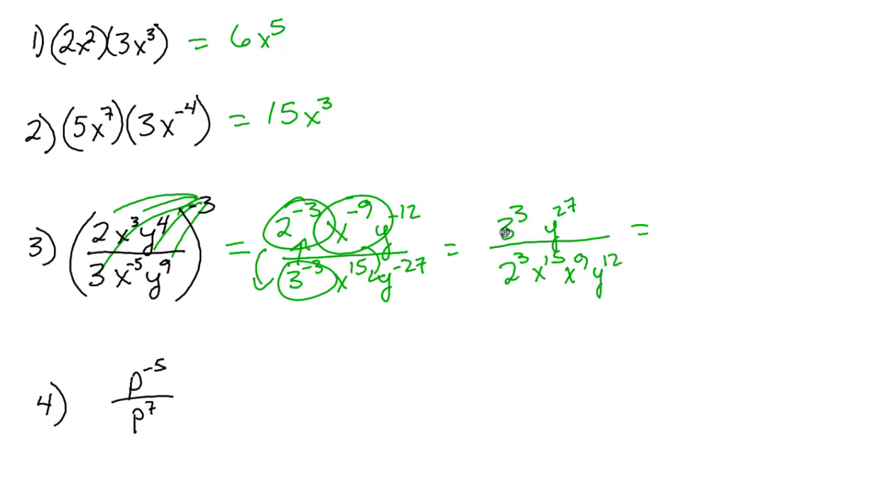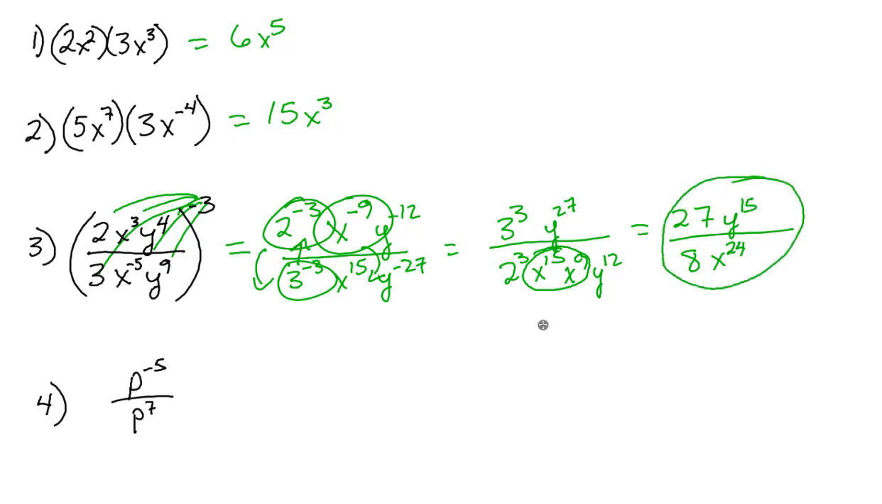So now let's simplify them. 3 to the 3rd power is 27. 2 to the 3rd power is an 8. Though that can't reduce. The x's right down here end up being x to the, they're multiplying, so we're adding exponents. That'll be a 24. Then we have a y to the 27th on top and a y to the 12th on the bottom. We will subtract exponents, so we will get a y to the 15th on the top. And there, it is simplified as much as we can.